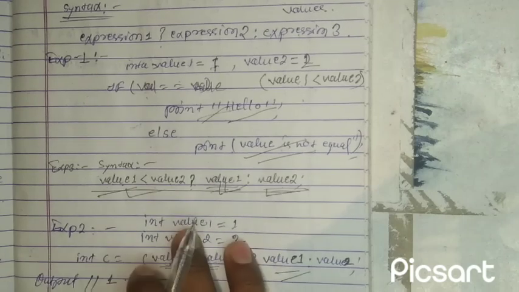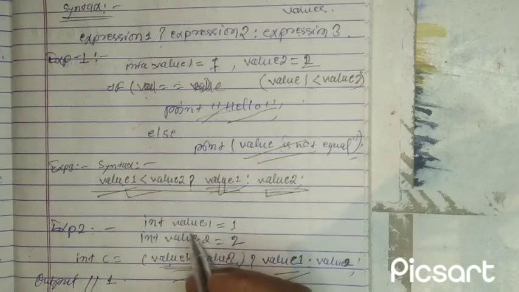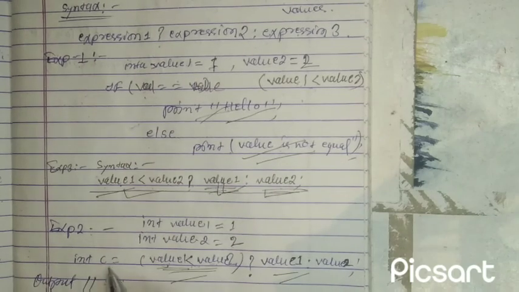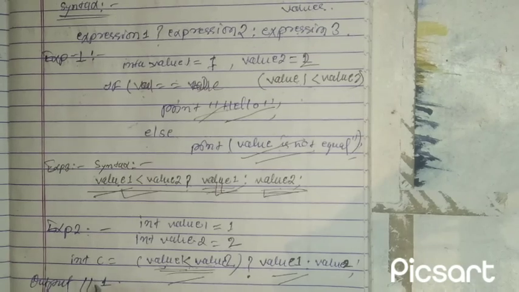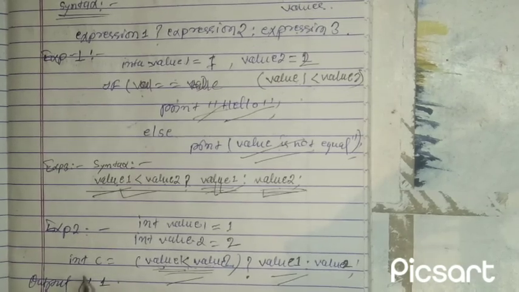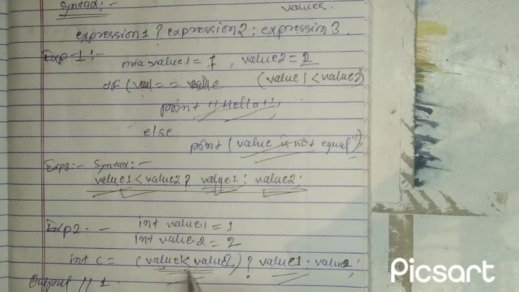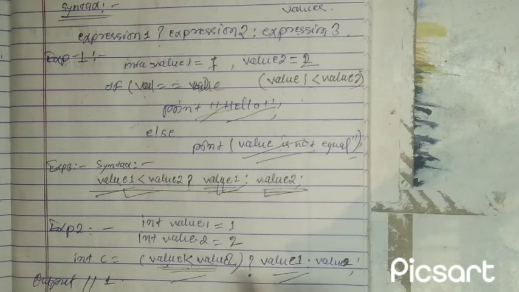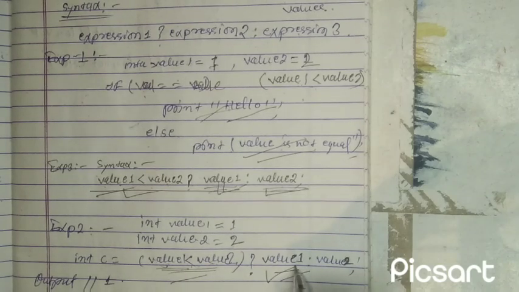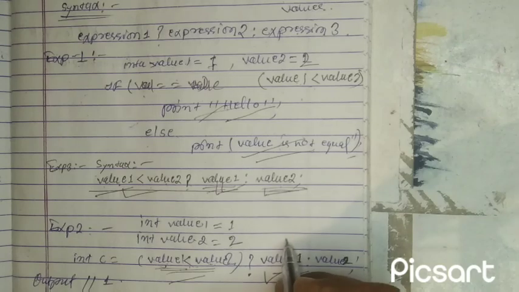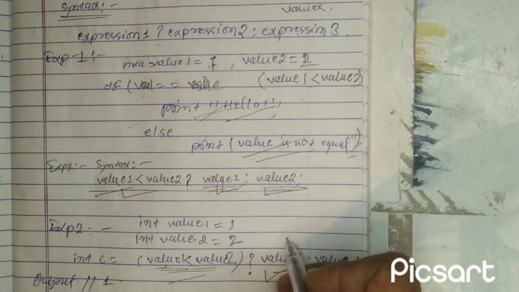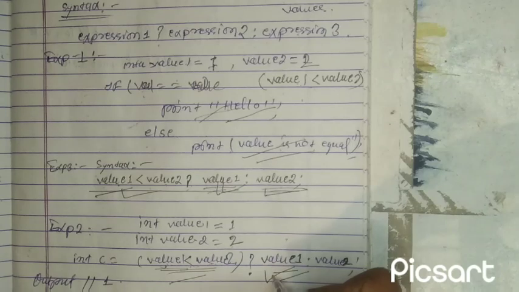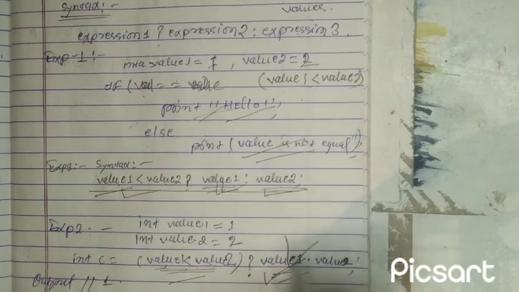If you want to print the same value using ternary operators, you can also do it here. Supposing I create c as a variable and assign it the condition value 1 is less than value 2, which is absolutely true, then value 1 will get executed. Ternary is a boolean operation, so it returns true or false. If it is true, the first one gets executed.